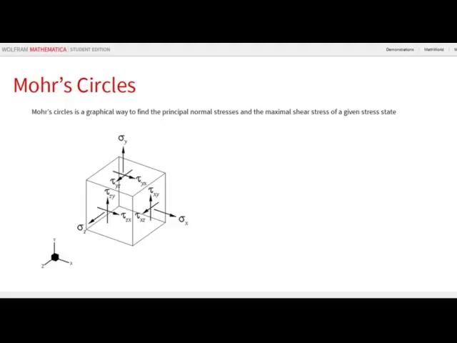So first of all, Mohr circle is a graphical way to find the principal normal stresses and the maximal shear stress of a given stress state, which could be the one right here, where you have some normal stresses acting, sigma x, y, and z, and also some different shear stresses, the taus you have here.